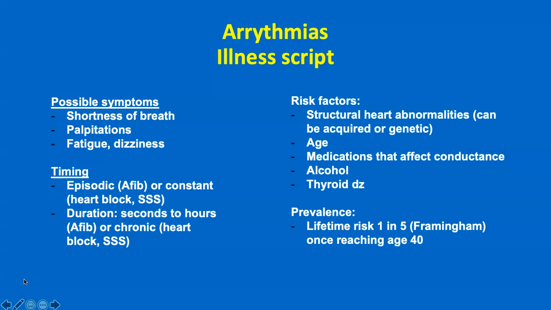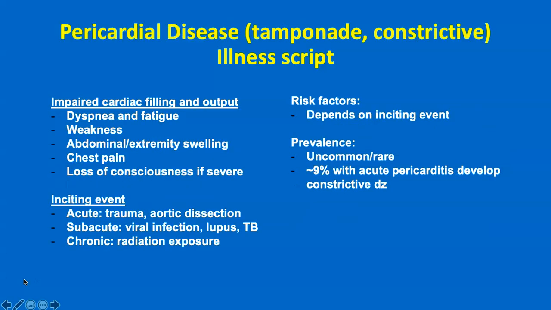And the risk factors for arrhythmias, it's any kind of structural heart abnormality, which can be acquired or can be genetic. Arrhythmias increase with age. There are many medications that affect conductance, along with alcohol and thyroid disease. And then arrhythmias are also relatively common, with a lifetime risk of 1 in 5 once reaching age 40.